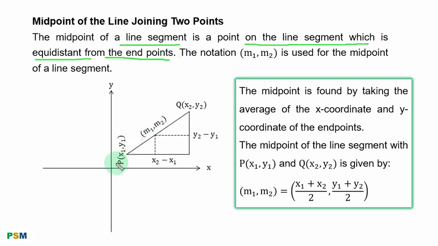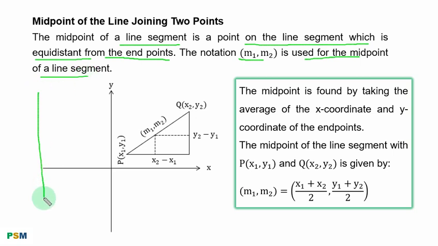Look at point A, point Q, the middle of it. That is, from here to this point, from here to this point, the distance is equal. The notation M1, M2 is used for the midpoint of a line segment.